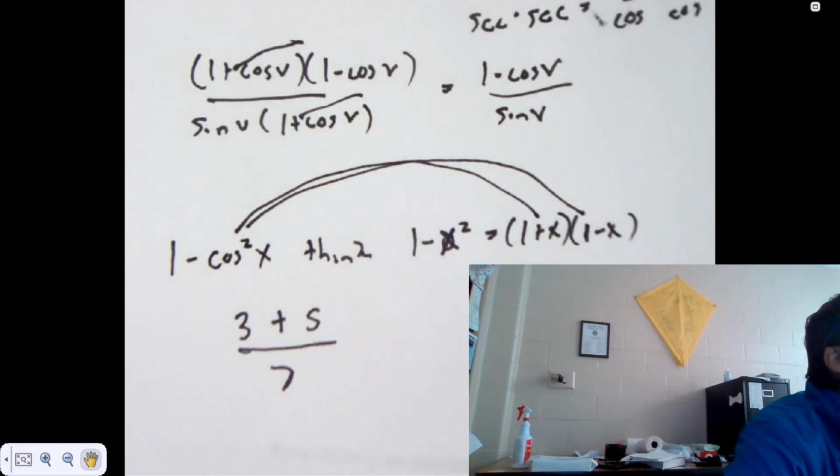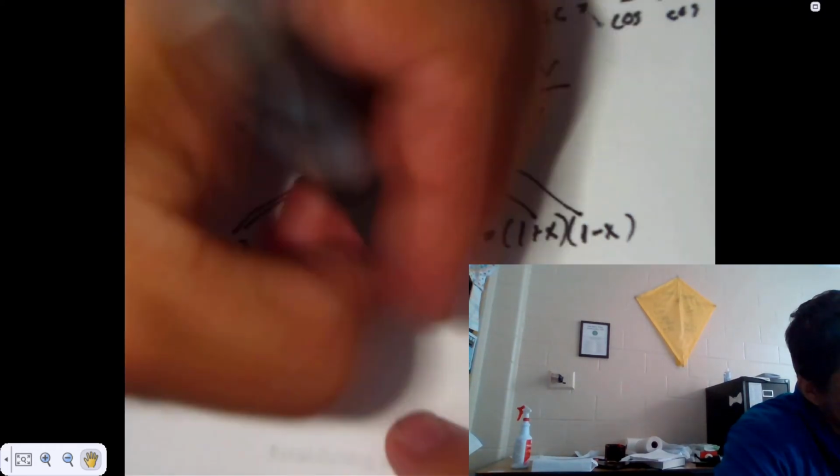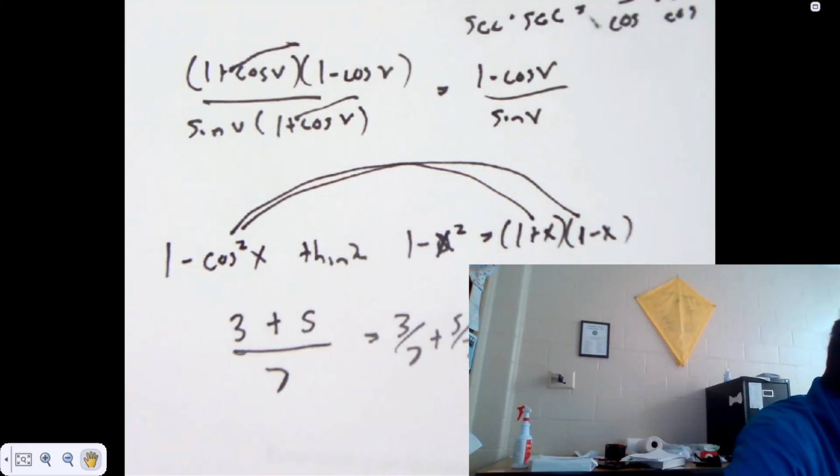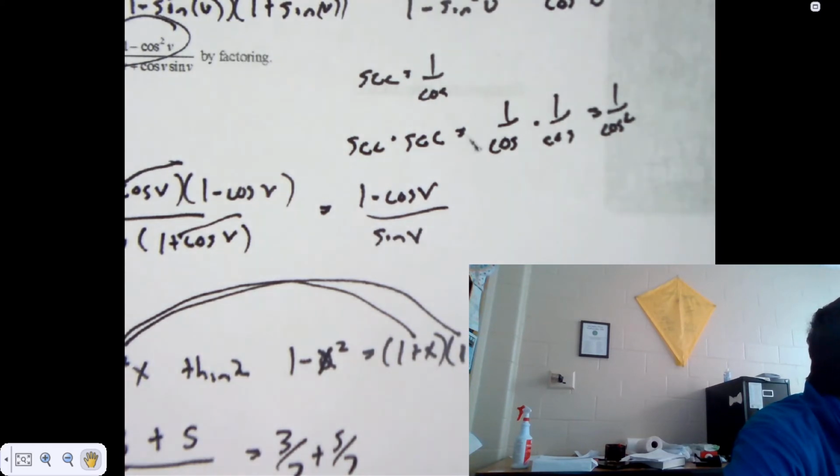Can you break 3 plus 5 over 7 into 2 fractions for me? Break it into 2 fractions. Everybody okay with that? Do the same for that.